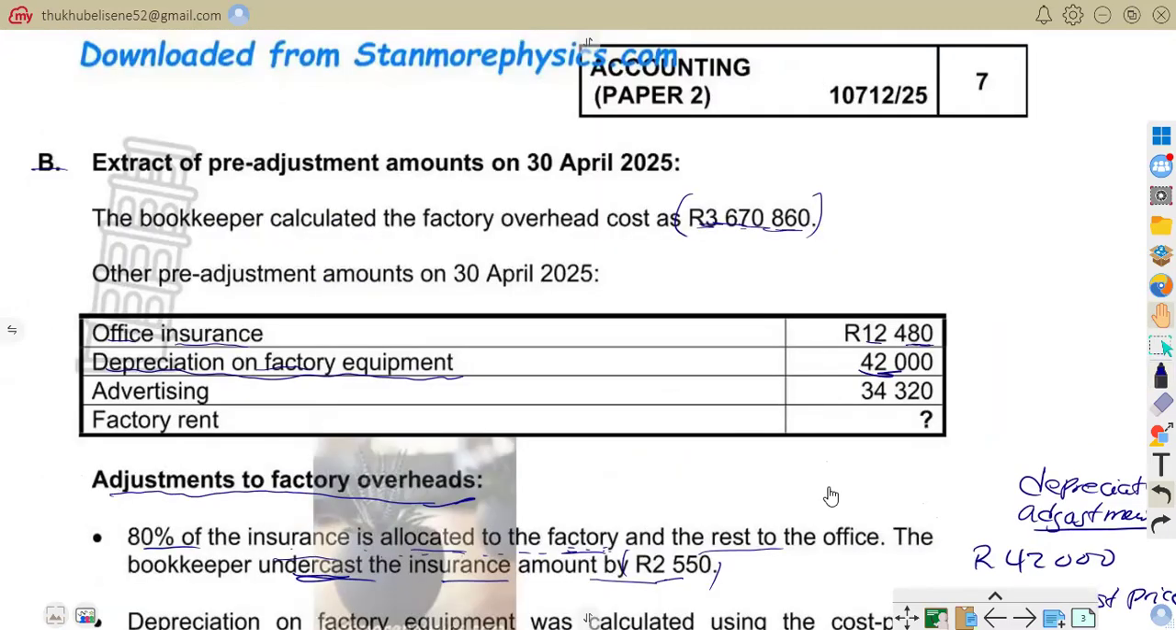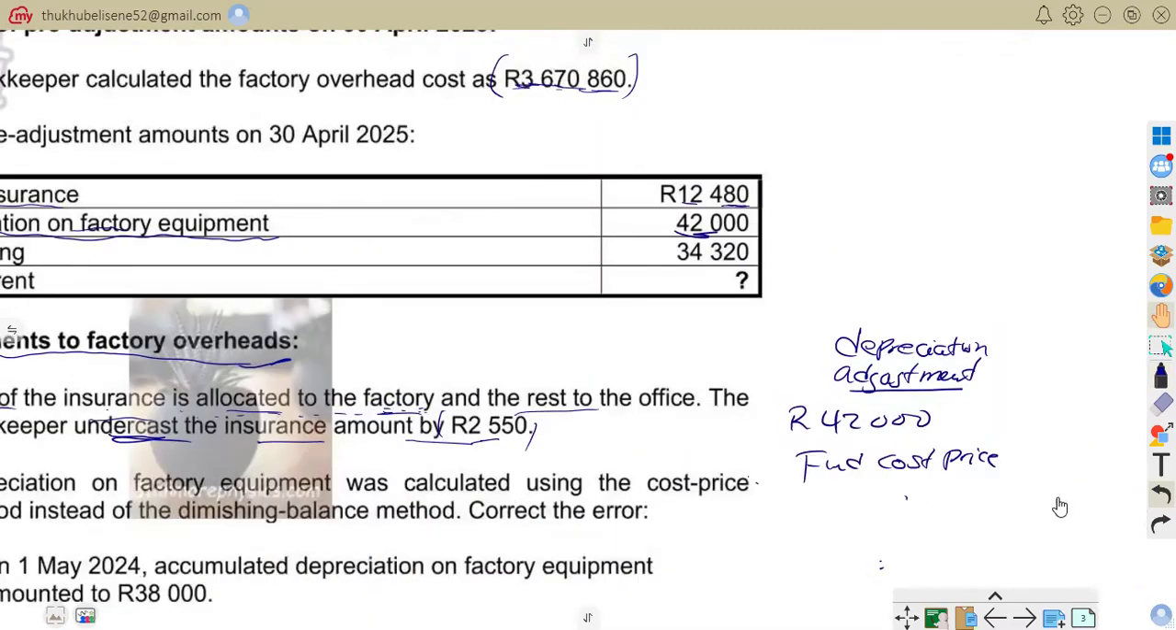So what we are saying is that we are to find the cost price. But what we are going to do to make things easy is first to know our depreciation, as we know our cost price. So let me just write it this way to make it easy.